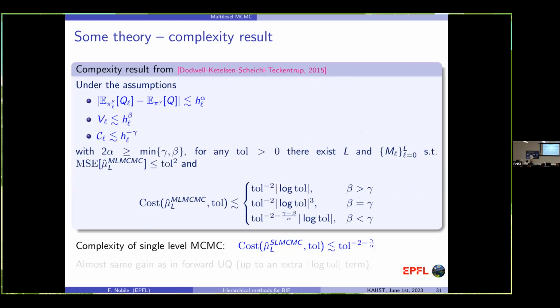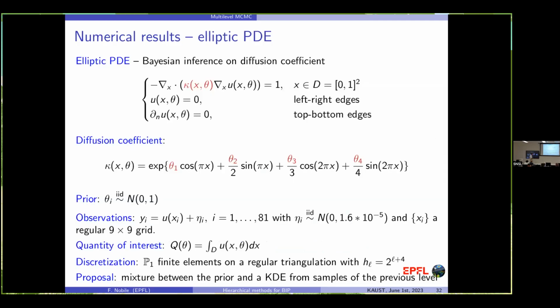I don't give the details, but essentially you recover the more or less standard results for multi-level Monte Carlo for this type of algorithm. Just an example and I conclude. This was on a simple elliptic problem with a random coefficient.